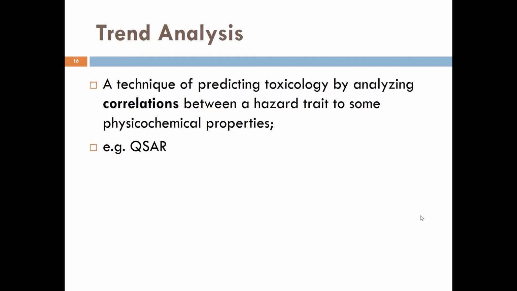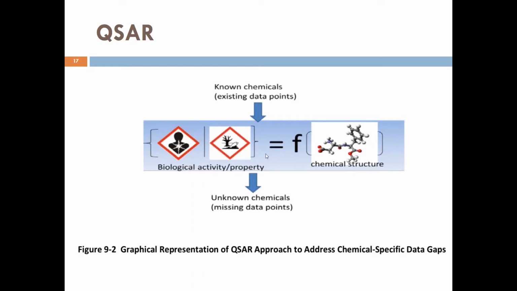Another approach that AA discuss in the guideline is the trend analysis, and this is a technique of predicting toxicology by analyzing correlations between a hazard trait to some physical chemical properties, such as quantitative structure activity relations. So we also provide that in our Click tool. So basically, the idea here is that the biological activity or the chemical properties are the function of chemical structure. And based on that, we can estimate the relationship between the biological activity and chemical properties on the chemical structures.